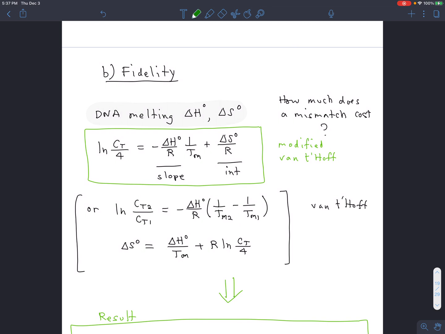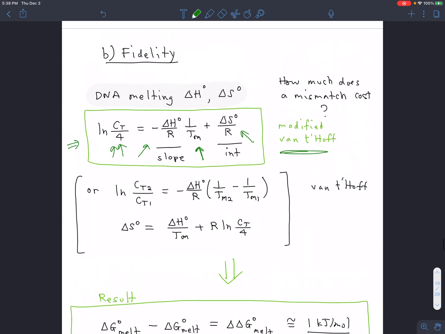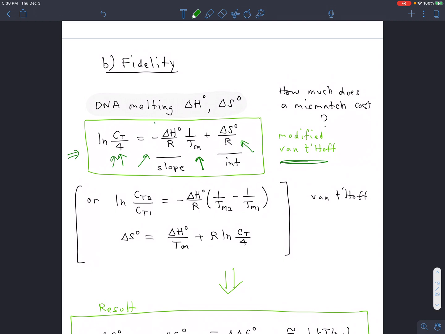And in the course of that, we derived this formula, which is a modified Van 't Hoff formula, that says how the melting temperature and the concentration of DNA single strands in solution are related to the delta H and delta S of melting. We saw that the slope of a plot of 1 over Tm versus log of total concentration over 4 would give you the delta H, and the intercept would give you the delta S.